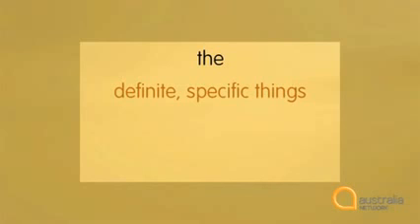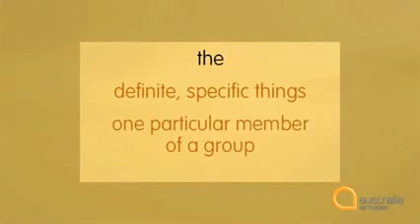So when do we use the definite article the? Well, we use it when we're referring to definite, specific things. We also use the when we're talking about one particular member of a group.